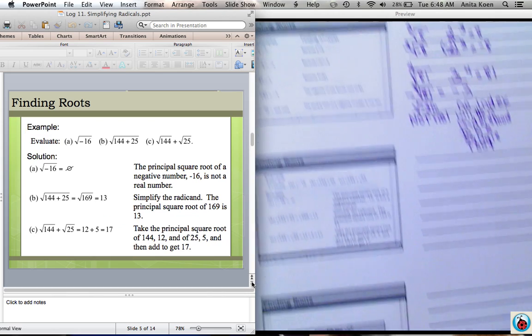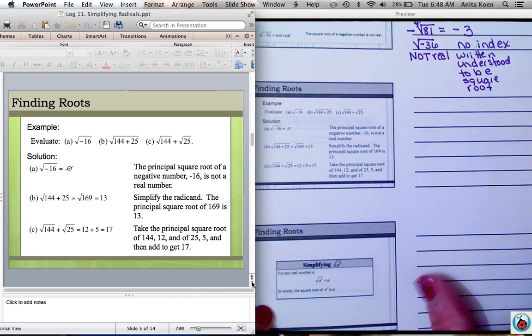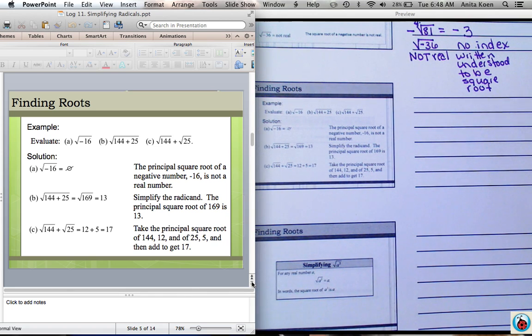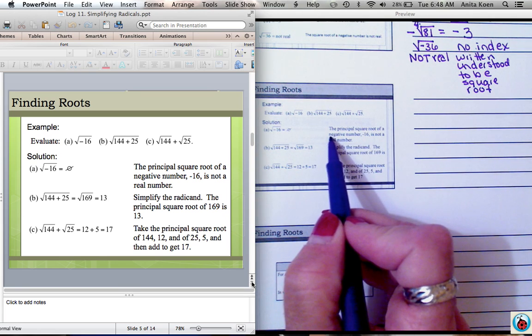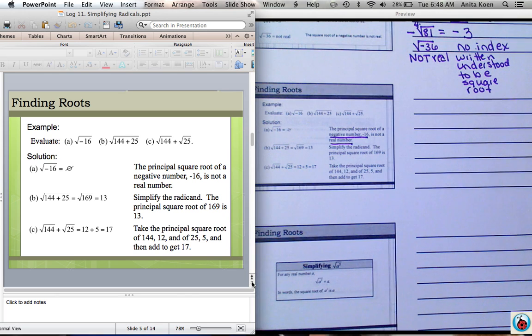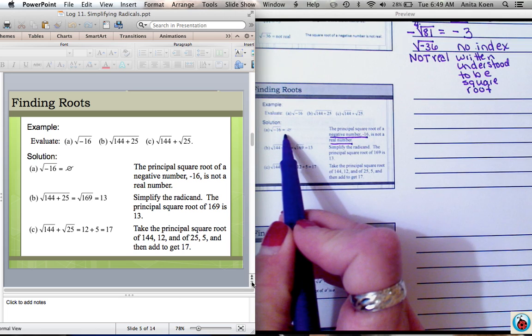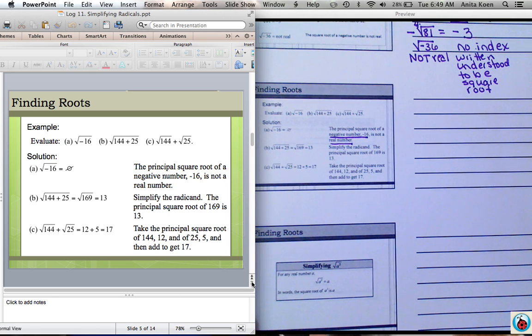All right, we're going to do some examples now. We're going to evaluate the square root of negative 16. Well, look with me at this. The principal square root of a negative number, negative 16, is not a real number. Later on, you're going to learn about some numbers that are called complex numbers, and you'll learn how to evaluate these. But right now, we're just going to say this is not real. So right now, there is no solution.